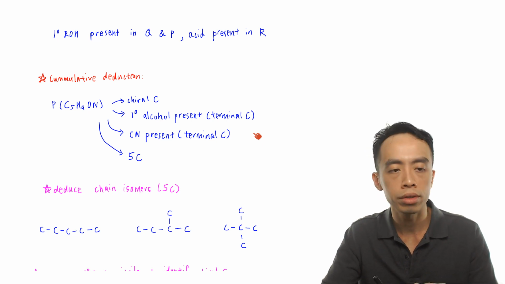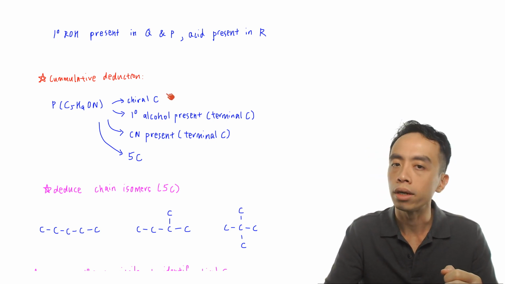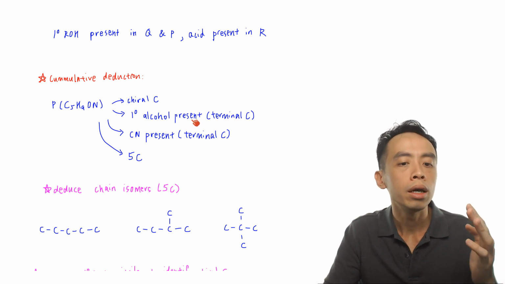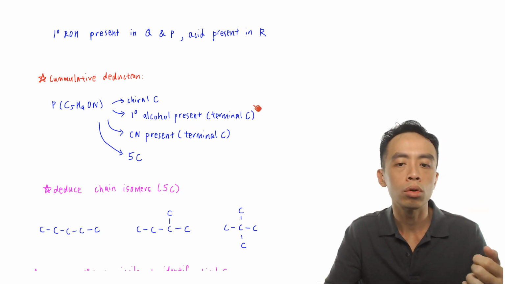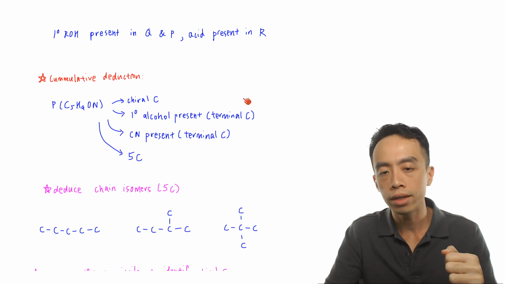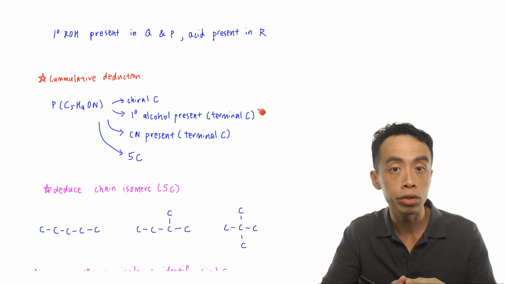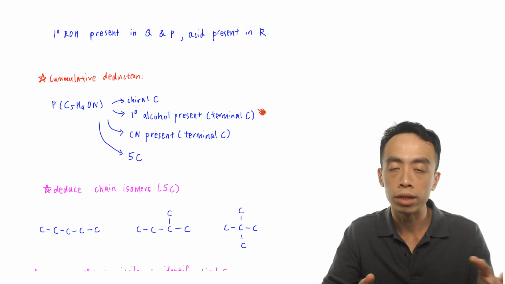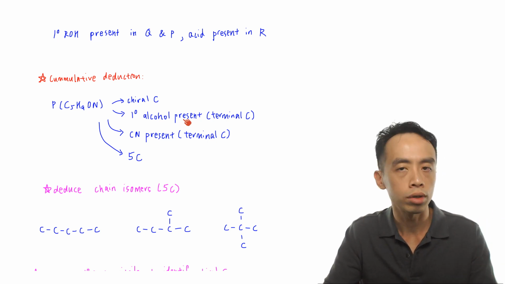So what are the information that we have? We know that P has a chiral carbon. Now I know that this alcohol is a primary alcohol, and interestingly, a primary alcohol is also on a terminal carbon. Now this idea is important because it tells me the location of that functional group, so it makes it easier for me to deduce what the compound is.